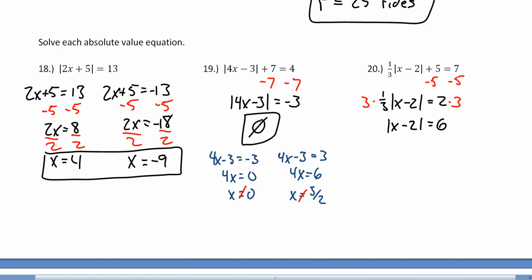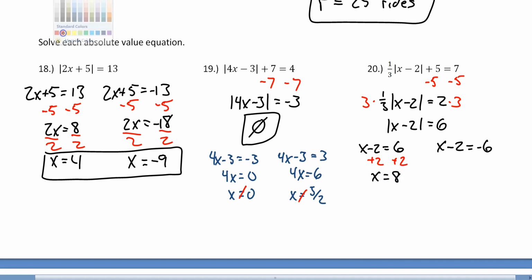Now I can split this into two separate equations. Now I can do the x minus 2 equals 6 and the x minus 2 equals negative 6 and solve each. So this one I'm going to add the 2 to each side. So I've got x equals 8. On this other one I'm also going to add the 2 to each side. So I'm going to get x equals, looks like negative 4.